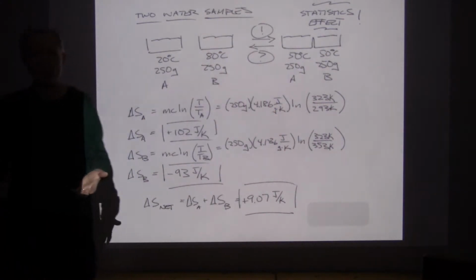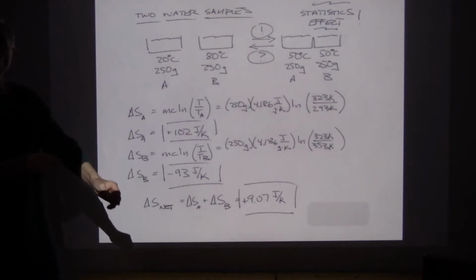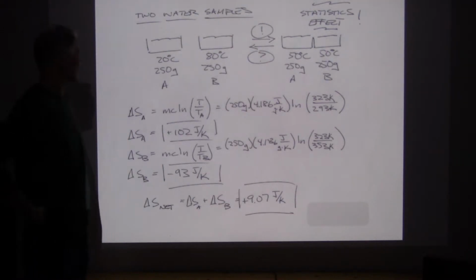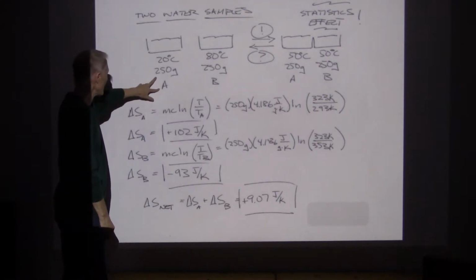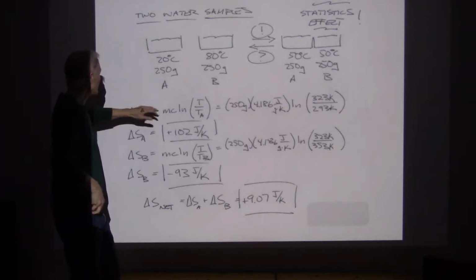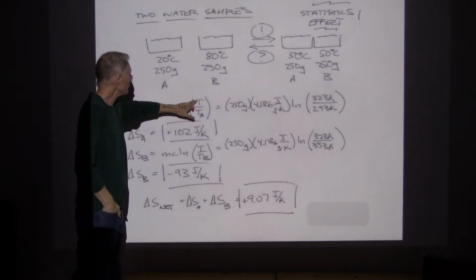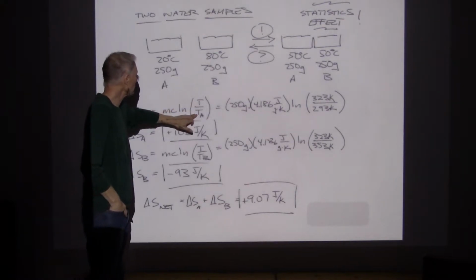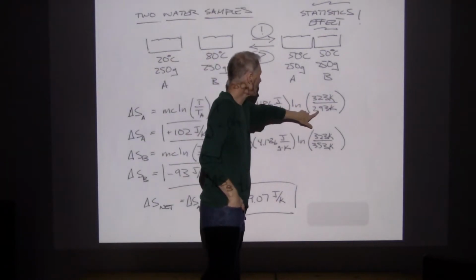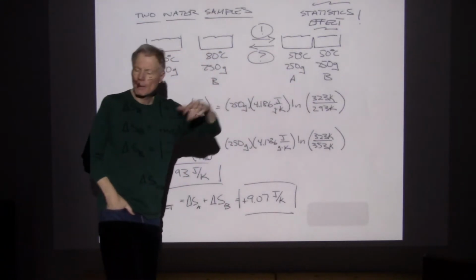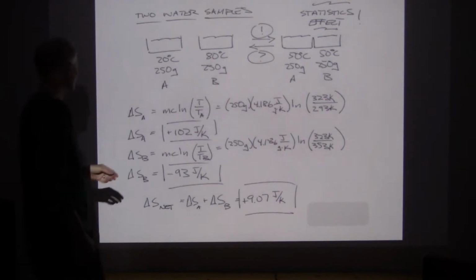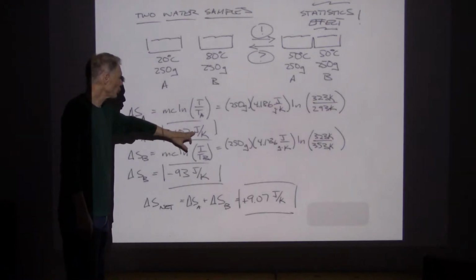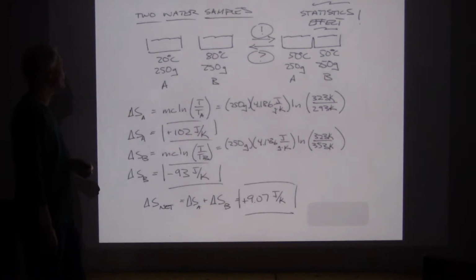So let's go in and ask what happened to the entropy of each of those samples. Let's see what we've got. The entropy on sample A is going to be given by mc ln of final temperature over initial. Now this one started at 293 Kelvin and it went up to 323. That means the entropy went up. So when I heat something, entropy is going to go up. And it went up by 102 joules per Kelvin, 102 entropy units.